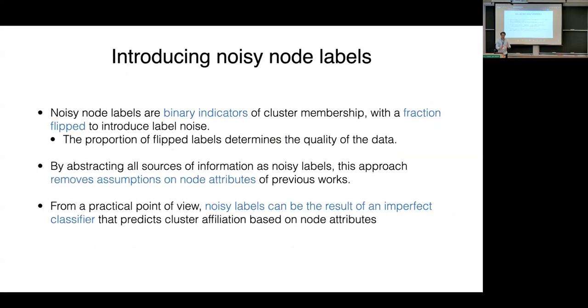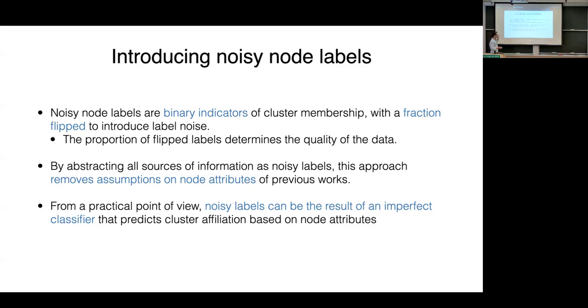Okay, now that we talked about the general process of flow diffusion, what are noisy labels in the first place? These are nothing more than a way that we model this external source of information. Conceptually, those could be thought of as just binary indications of the cluster membership. And they are noisy because originally we can think of them as just ground truth data, but what we do is take a fraction of them and flip them, and this is how we introduce label noise. This proportion of flipped labels determines the quality of the data. And why do we do this?